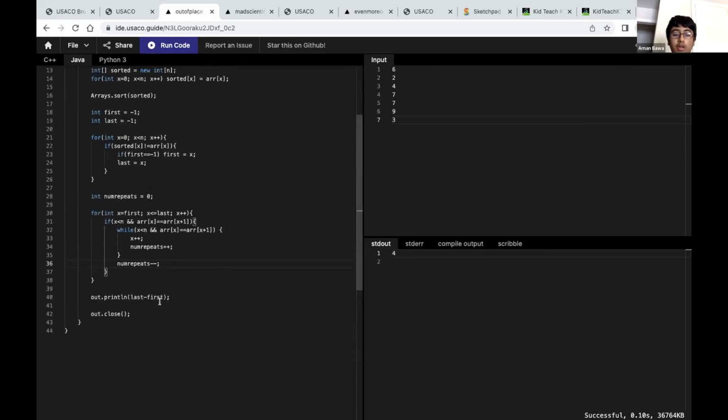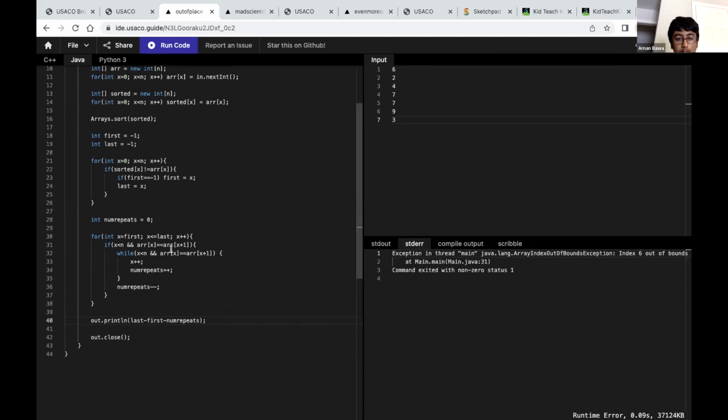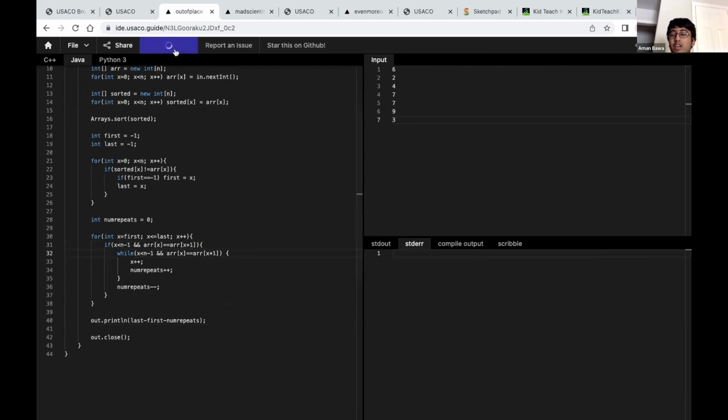Okay, then I can print out last minus first minus num repeats. Uh-oh, why did we get an index out of bounds error? Oh, x is less than n minus 1. If x is just less than n, I'm just checking whether the index is out of bounds or in bounds in the array, not if x plus 1. Huh, that's weird. Why is it?